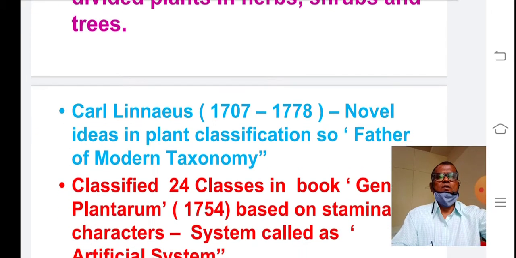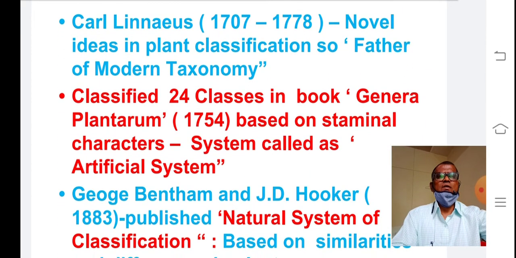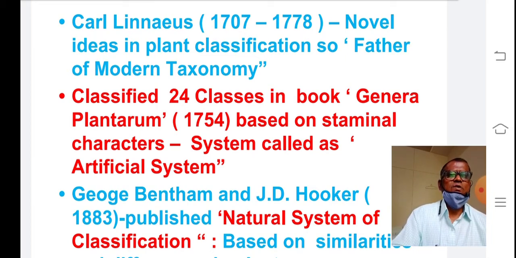Then our main authority in the botanical study, Carl Linnaeus. His period is 1707 to 1778. Yeah, so near about 70 years period. So they have given novel ideas in plant classification, and so they are commonly known as the father of modern taxonomy. Father of botany is Theophrastus. The father of modern taxonomy is Carl Linnaeus.